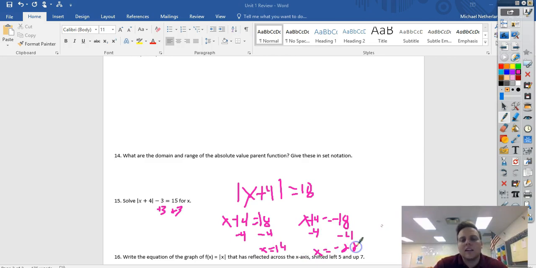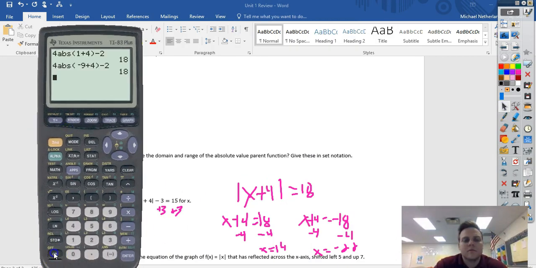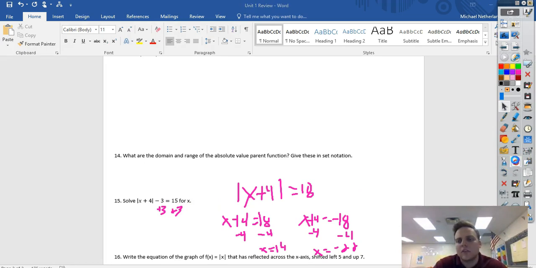But now you've got to check it. So I pull out my calculator and I turn it on. And I go to math, num, absolute value, 14 plus 4. And if this works, I'm going to get 15. I got 15. Perfect. So now I check for the other one. Math, absolute value, negative 22 plus 4 minus 3. And it worked. I got 15 again. So these are both good answers.